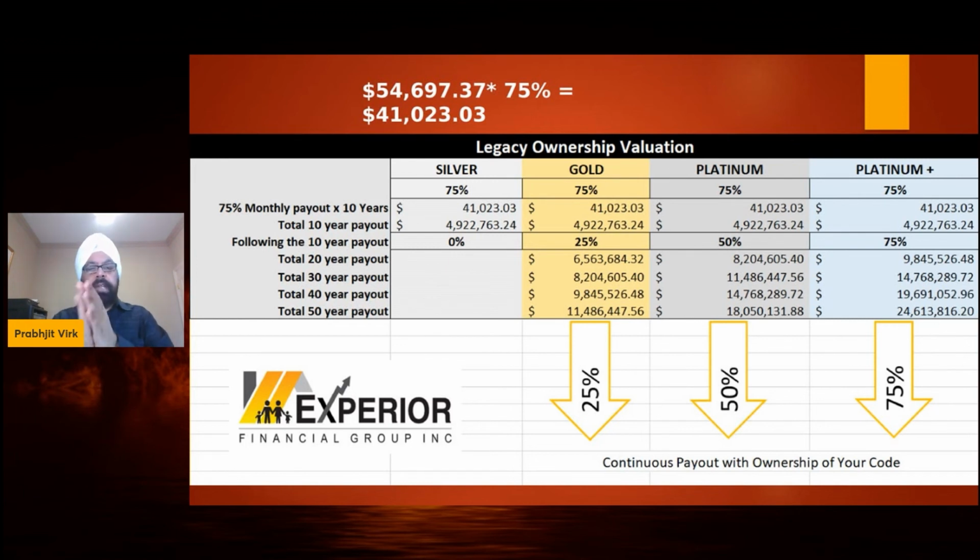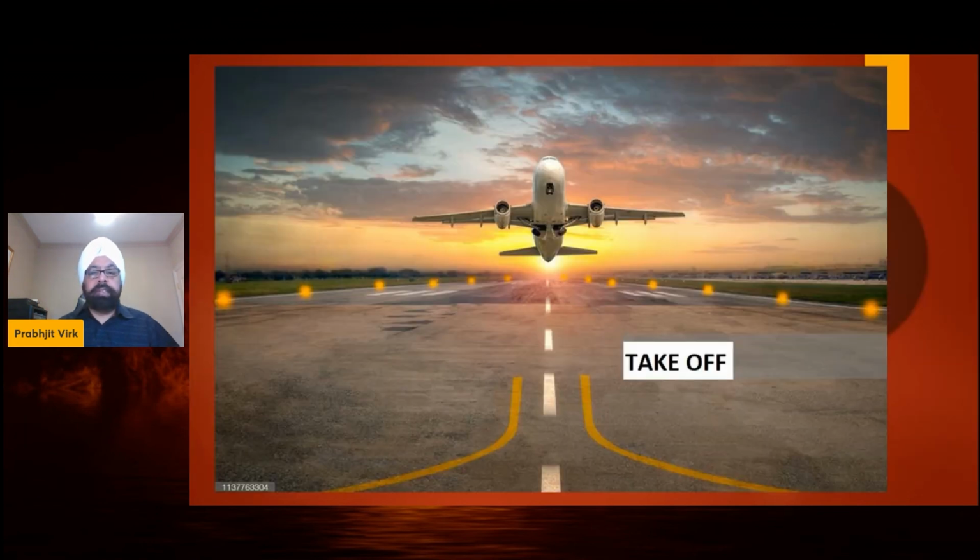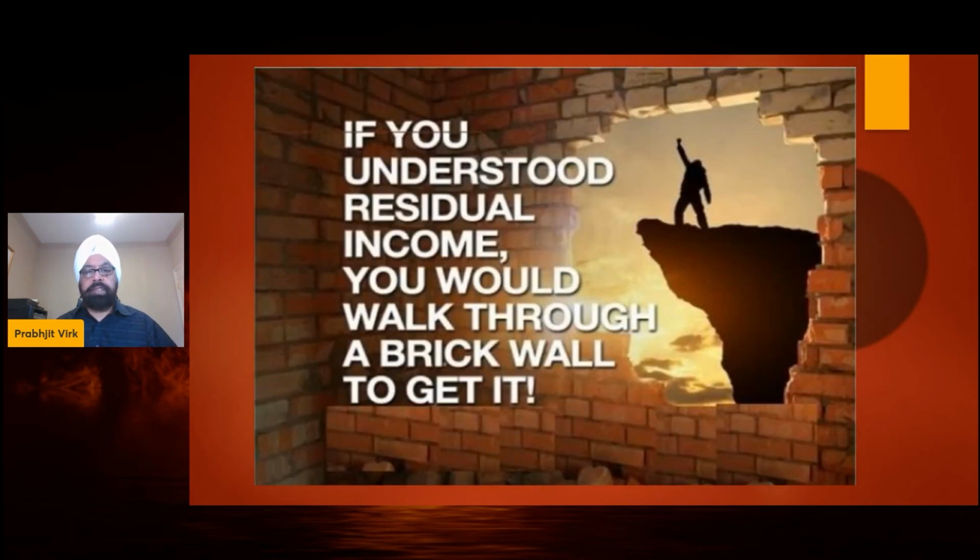And do you think, basically, if he stops doing business now, his first generation to sixth generation people would not do business? That will still be bound to grow. This number is bound to grow for the next 10 years. This is just a starting point. So now you see, once this plane has taken off, and if you see the landing gear has been shut in and it won't come down now. What do you want? That's why what we say is once you understand the power of residual income, you would walk through a brick wall to get it.